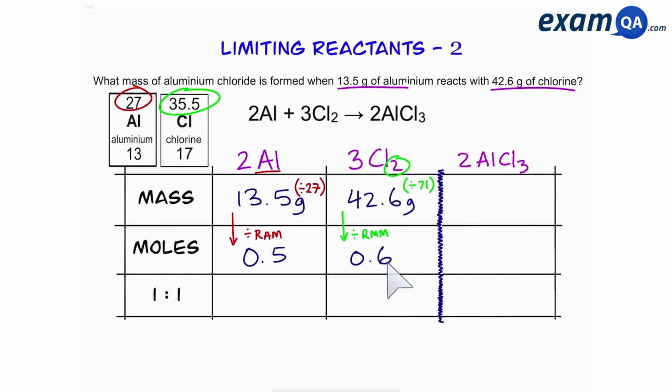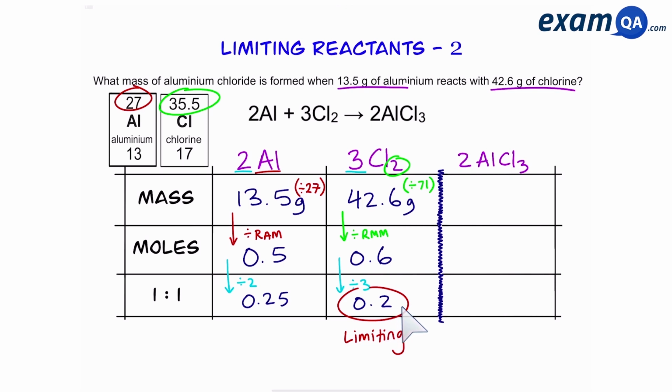Okay, once we have the moles, we want to work out which one was the limiting reactant. So we have to compare them as if they were 1:1. Meaning that for aluminium, since there's a 2 in front of it, I'm going to divide it by 2. And for chlorine, there's a 3 in front of it, so I'm going to divide it by 3. That gives me 0.25 for aluminium and 0.2 for chlorine. We can see that chlorine is the limiting reactant.